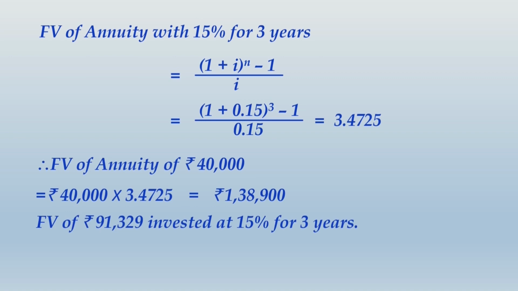Now what you do is, if you invest 91,329 today at 15% per annum for 3 years, what would you have obtained? You would have obtained 1,38,900 accurately. What does that imply? That if you are investing in a project with 15% as your expected rate of return, the expected future value of your investment does not have any difference at all. That means when you compute NPV with 15% as your discounting rate, you will definitely get zero NPV because there is absolutely no surplus over here.